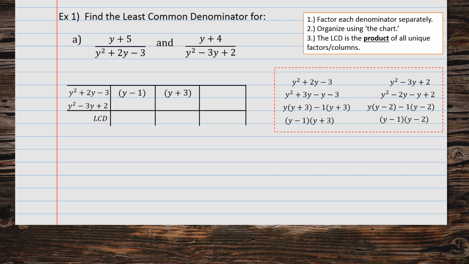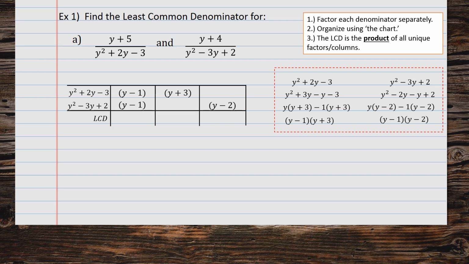Now, once you have placed the factors in the columns, those columns only represent those values. So when we look at our second denominator, we know that it is made up of y minus 1 and y minus 2. But we have to organize them accordingly. Well, y minus 1 is the same thing. There's already a column made up of y minus 1s, so we put them in the same column. But y minus 2 cannot go in the middle column because it's not the same as y plus 3. So therefore, y minus 2 gets its very own column. All we've done is sorted the factors. That was step 2.